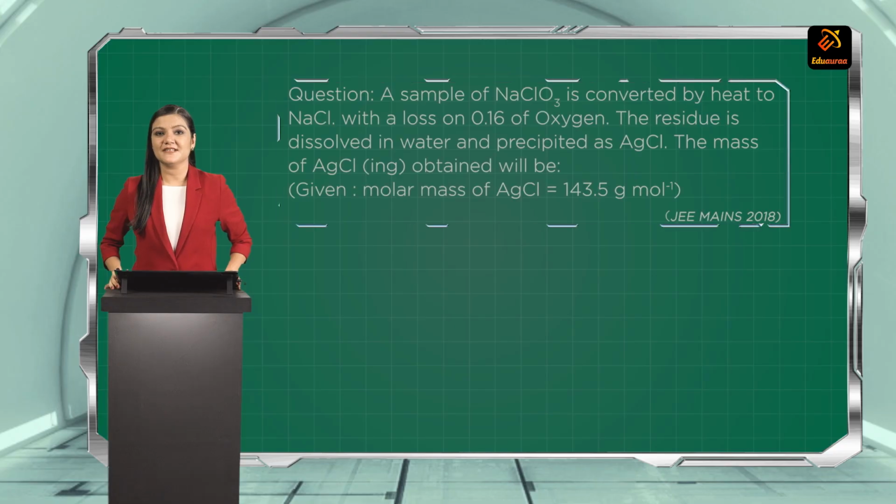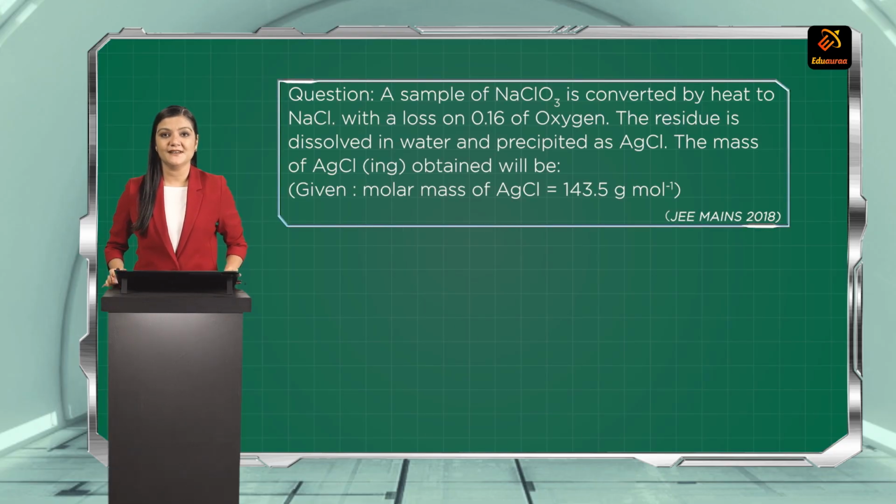Let's see the next question, and the question is: a sample of NaClO3 is converted by heat to NaCl, that is sodium chloride, with loss of 0.16 gram of oxygen. The residue is dissolved in water and precipitated as silver chloride, that is AgCl. Mass of AgCl in grams obtained will be.